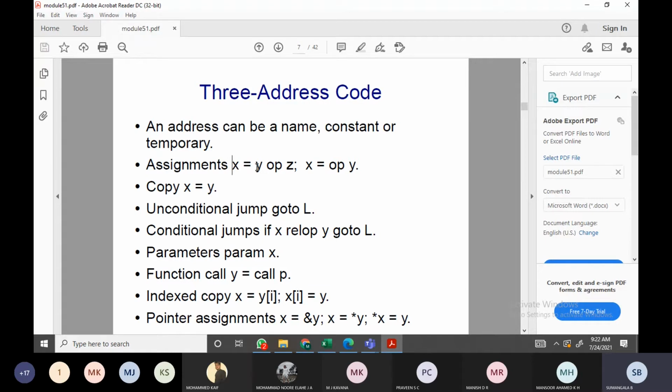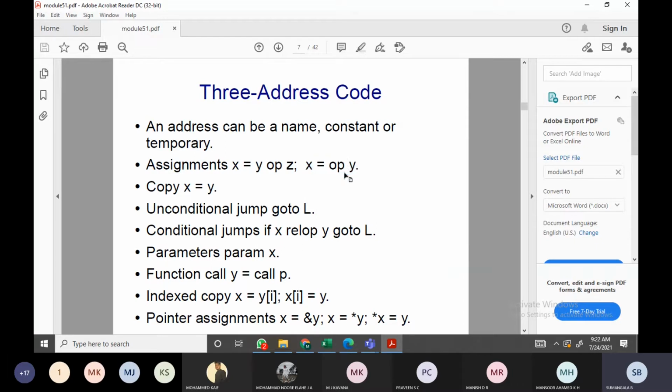Suppose I write x is equals to y operator z. What is the general expression we have? If I have x is equals to y operator z, here we have 2 operands y and z, and 1 operator. That means at most you can have only one operator and 2 operands on the right hand side of the expression. Then consider this one, x is equals to op y.